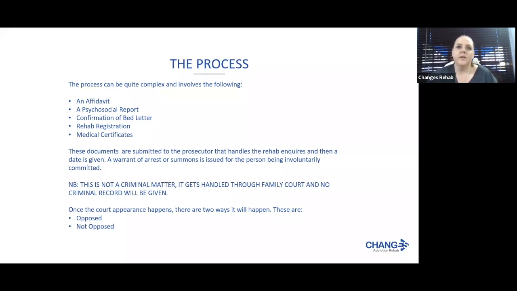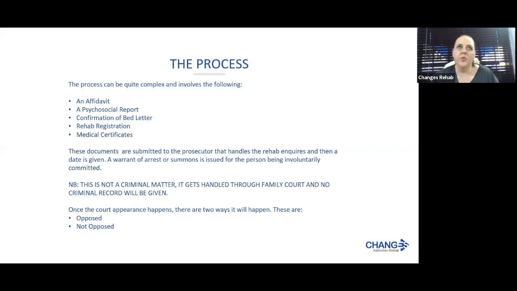So the two ways of getting somebody to court is either through a summons, where they get issued with a summons and they have to appear in court on a certain date. They need to sign it. They need to be at court on that date. That one is a little bit tricky, because when we're dealing with someone who's involuntary and doesn't want to get treatment, they're not just going to sign a summons and appear in court. So what would then happen is I would get a warrant of arrest for your loved one.